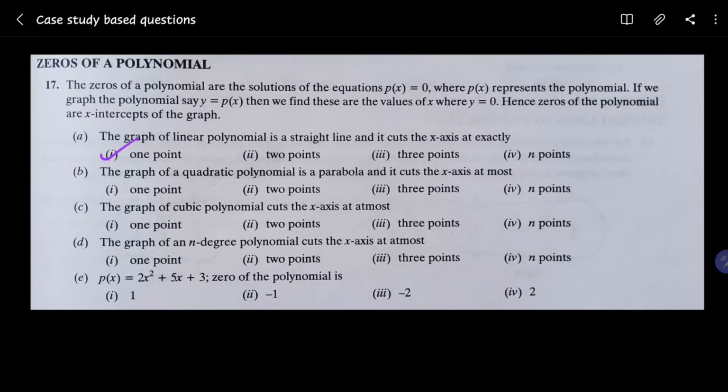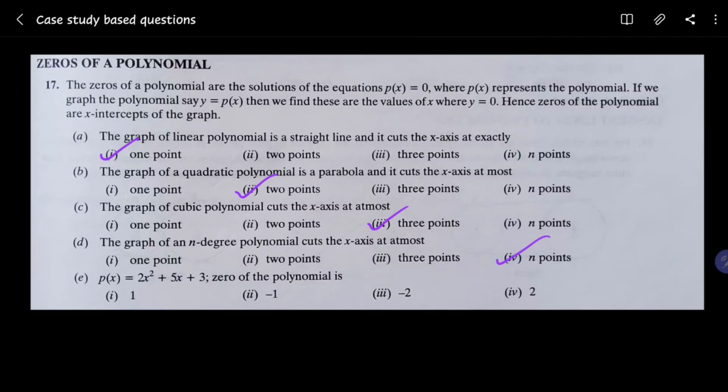And second question, the graph of a quadratic polynomial is a parabola and it cuts the x-axis at most how many locations? So definitely 2 points. At most 2 points. It cuts even at a single point also. Third question, the graph of a cubic polynomial cuts the x-axis at most how many points? 3 points. In the same way, fourth question, the graph of an n degree polynomial, which means nth degree polynomial, cuts the x-axis at most how many locations? Maximum, it can cut n number of locations, which means n points.